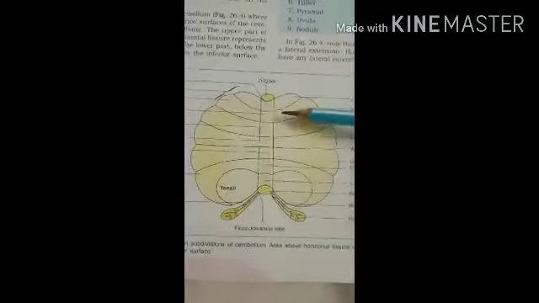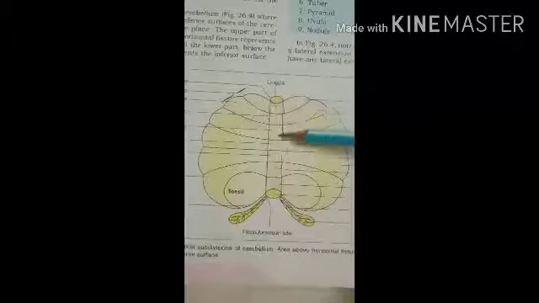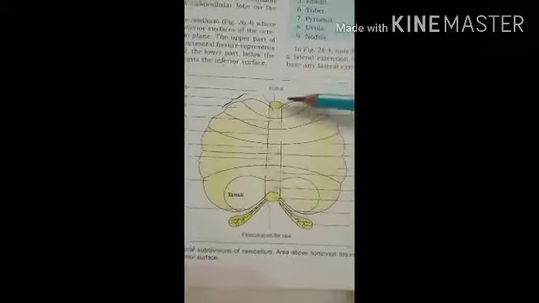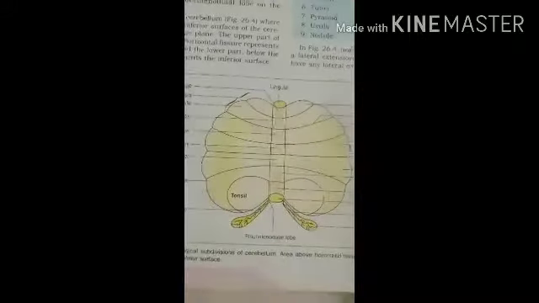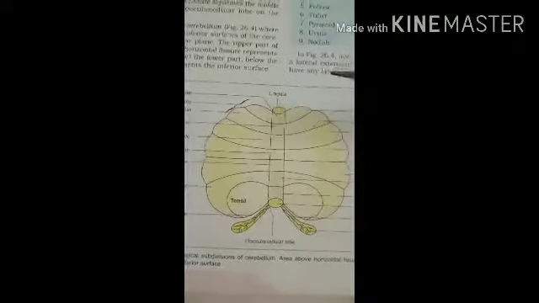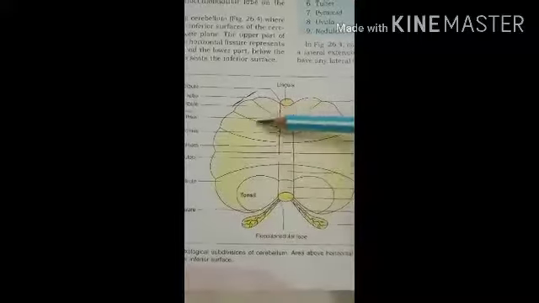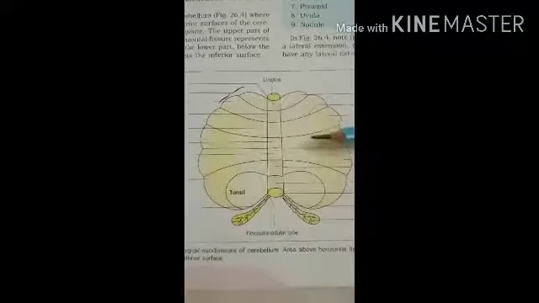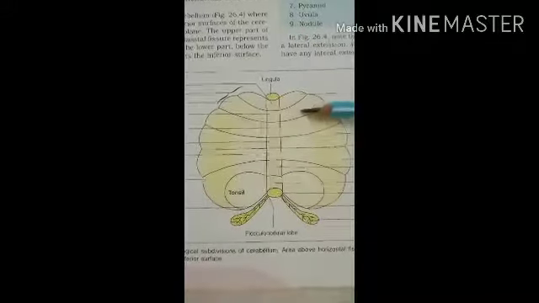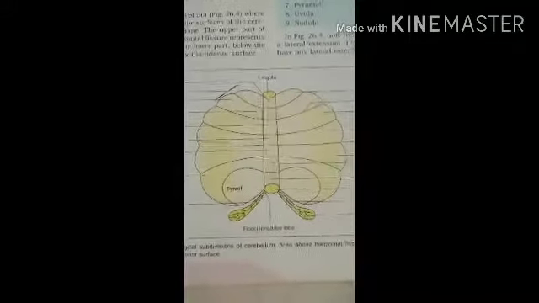body. Second one, that is the vermis. So vermis controls the muscles of trunk, neck, shoulder and the hips. Then the third one, that is the intermediate zone. So this is the intermediate zone. It controls the muscles of hand, finger, feet and the toes.